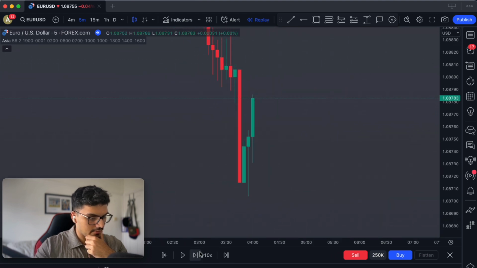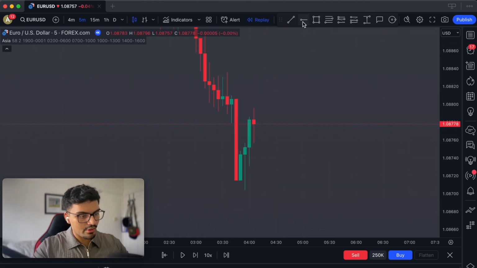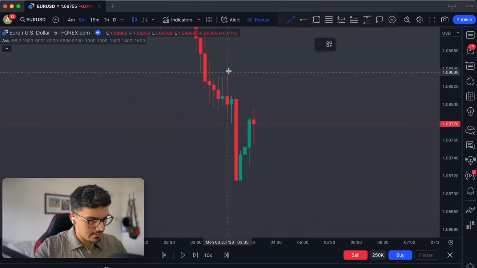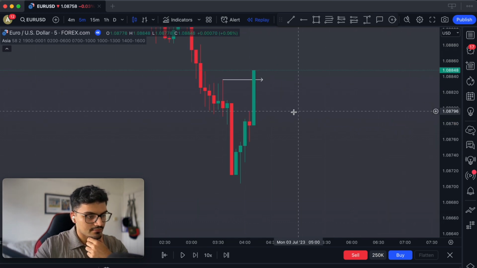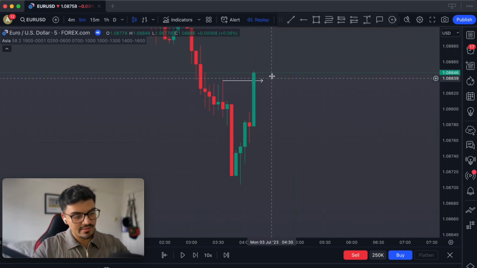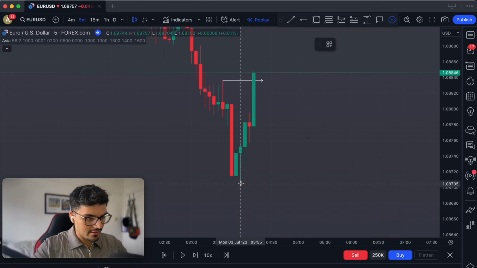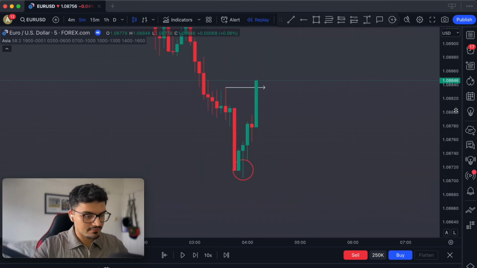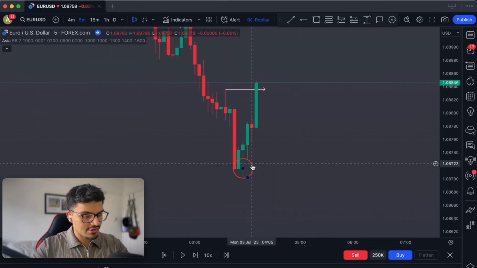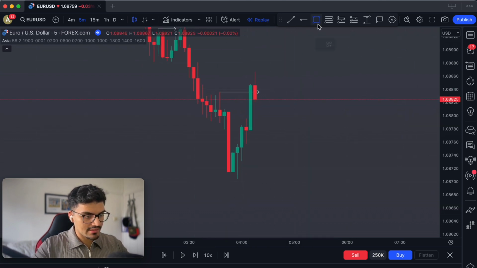Okay, nothing so far. What time is this? 4:05, so nothing so far. The break in structure line would be there. Okay, as you can see, strong displacement, body close as well. Perfect, that's all we're looking for. And we have a nice wick rejection right there, showing us that we're likely to go up now. So considering that, let's see if we get a fair value gap. Boom. Next candle, fair value gap.